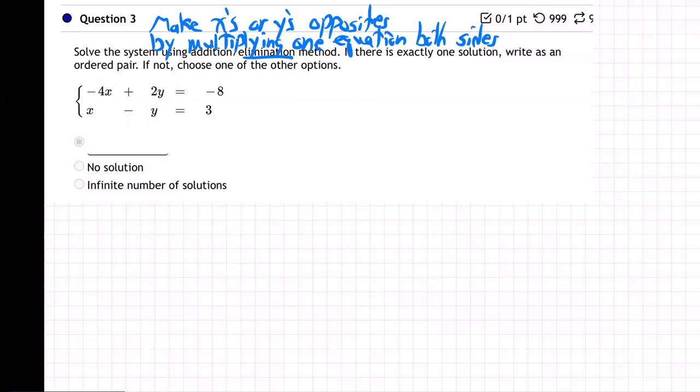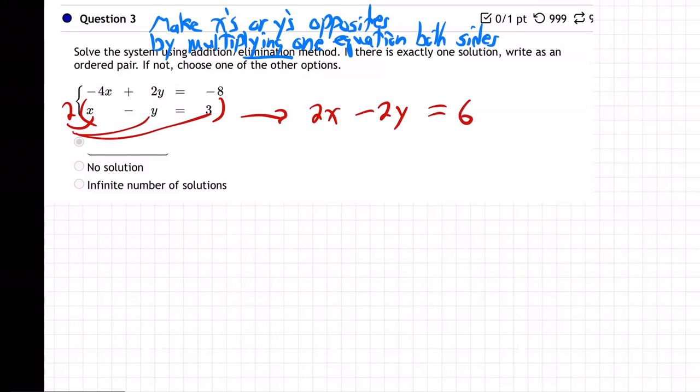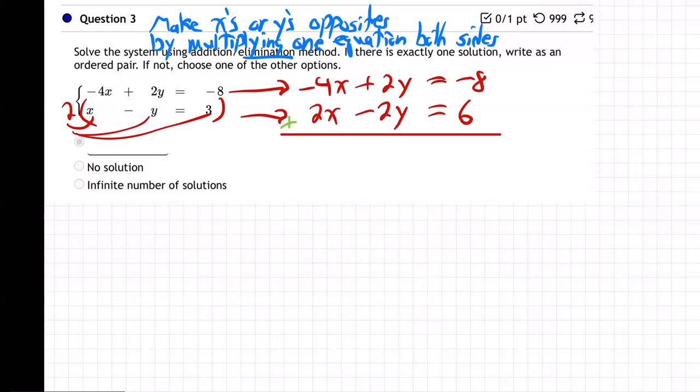Oops. All right, so I'm just going to go 2 all the way through. So it's going to go boom, boom, boom. So what do I get then? I get 2x minus 2y equals 6. Remember, both sides, you have to multiply all 3. Now the top, no change at all. We're only multiplying the bottom equation, both sides of the bottom equation. And now we can add them, right? Now let's add them up.